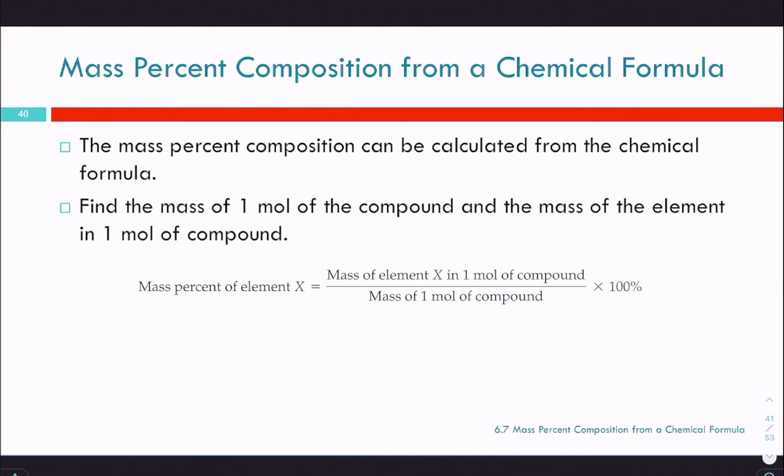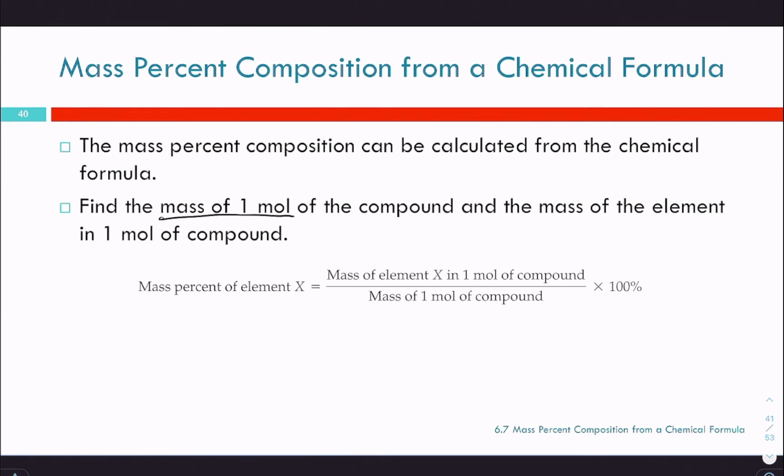Okay, so that's when we're given percent mass, very easy to use that as a conversion factor. You can kind of just pick the units there as long as they're units of mass. But we can also calculate mass percent composition from the chemical formula. So if you're given a chemical formula for something, you can calculate percent mass. And the key for this is finding the mass of 1 mole of the compound.